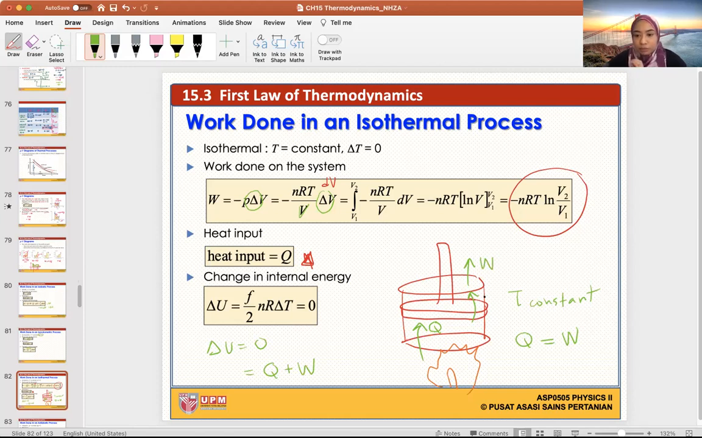Okay, so the piston moves because the gas is trying to expand. Sebab dia dapat Q kan, tapi tak nak change temperature. So dia expand. When it expands, it does work. Q is converted to work. Okay, so this is the equation that you should use to calculate the work in isothermal. So isothermal ni special case.